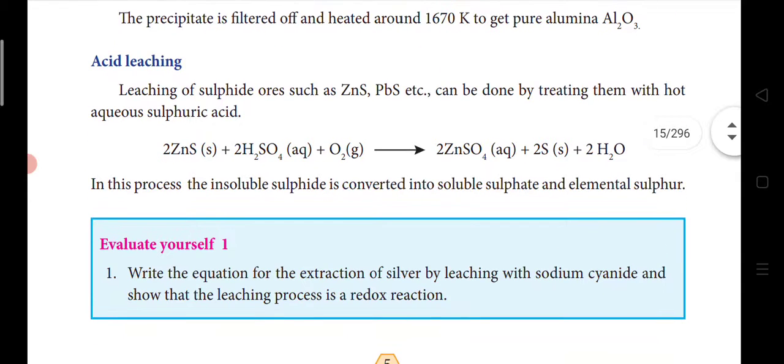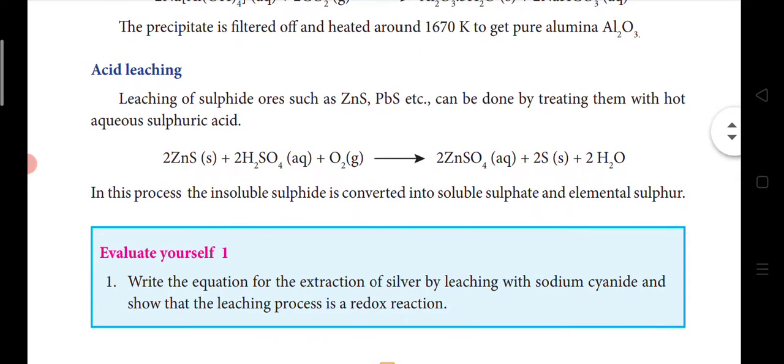Next is acid leaching. Leaching of sulfide ores like zinc blende and lead sulfide can be done by treating them with hot aqueous sulfuric acid. If we react zinc blende with sulfuric acid and oxygen, we will get zinc sulfate, sulfur and water. In this process, insoluble sulfide is converted into soluble sulfate and elemental sulfur.